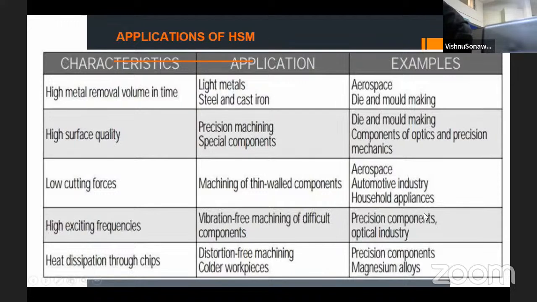These different sectors use high-speed machining centers: aerospace industries, automotive industries, household appliances, precision components, optical industries, magnesium alloys. These are the examples of the various applications and characteristics.